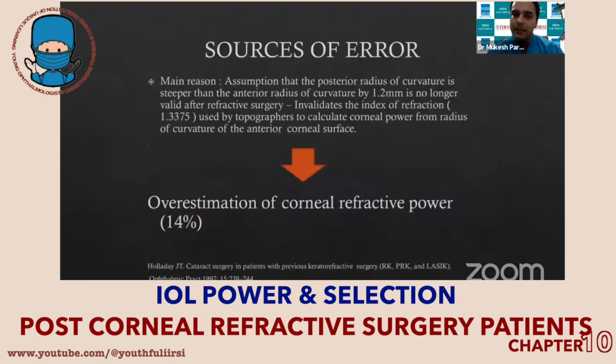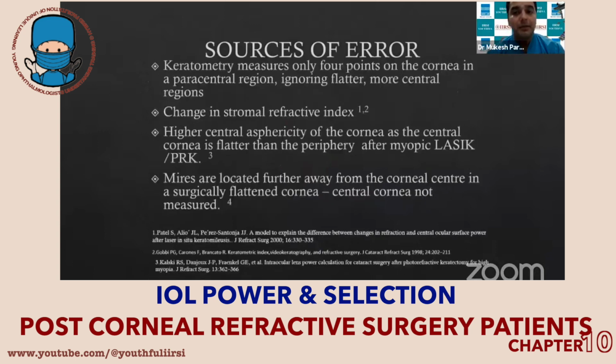When coming to the IOL power calculation, we all know that the assumption that the posterior radius of curvature is steeper than the anterior radius of curvature by 1.2 mm is no longer valid in refractive surgery, and that perhaps is a cause of the overestimation in the corneal refractive power. We know that the peripheral cornea comes more into the center, and that's why the regular keratometry, which works well in virgin corneas, might not work here. There's a lot of change in the corneal refractive index. The Myers are located further away from the corneal center. In a surgically flattened cornea, the central cornea is not measured. So these are all the errors that happen in post-LASIK, post-corneal refractive surgery patients.